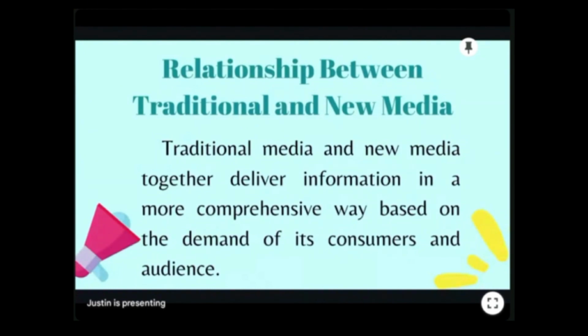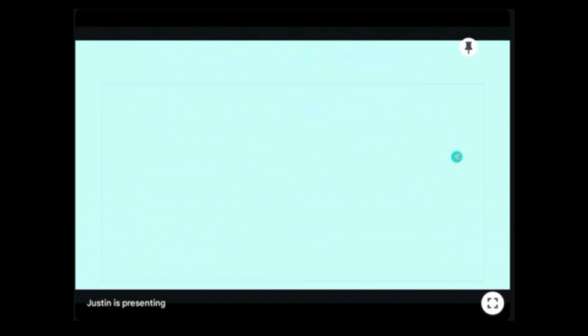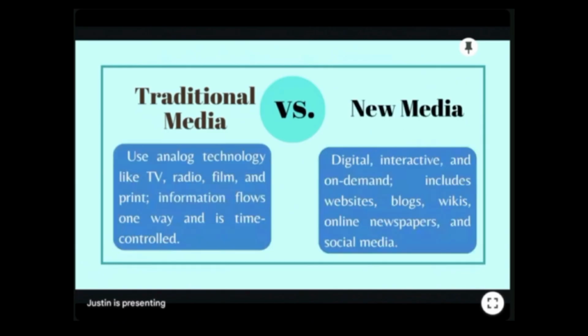Next, let's discuss the relationship between traditional and new media. Traditional and new media together deliver information in a more comprehensive way based on the demand of its consumers and audience. Traditional and new media are two different forms of media. New media is digital, and internet media is a big part of this. Examples are websites, blogs, wikis, online newspapers, and social media. It can also be considered as a form of mass media.